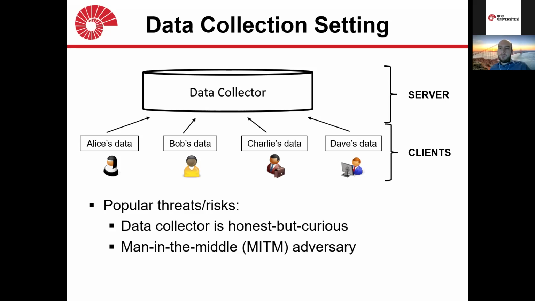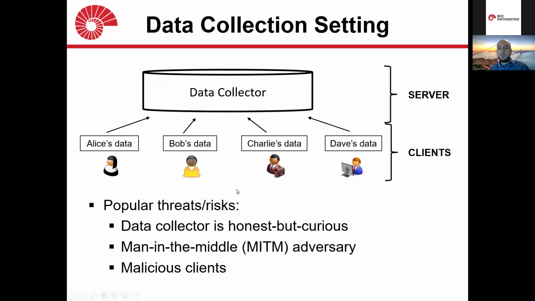Another kind of adversarial attack type that we're interested in is a man-in-the-middle adversary. A man-in-the-middle is an adversary that sits between the client and the server. So this is a third party that does not belong. They, for example, try to look at the communication, observe the communication between the client and the server, and try to infer information from it.